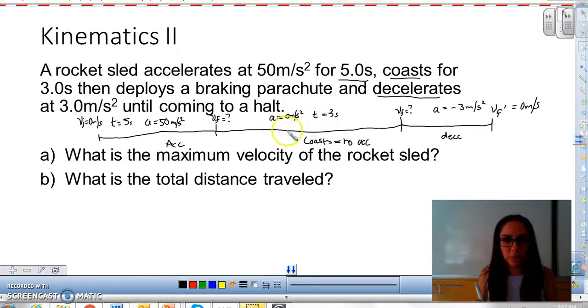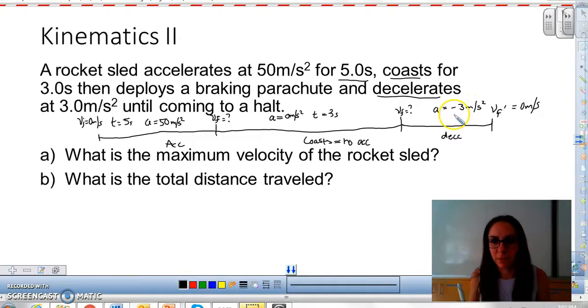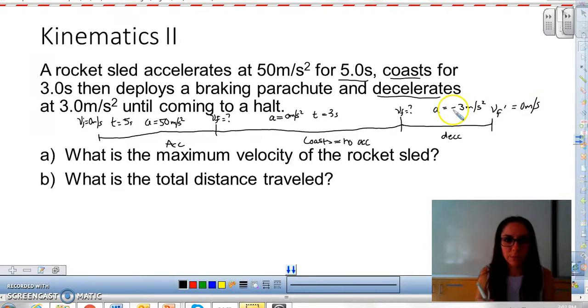So then we have no acceleration, and that happens for 3 seconds, so this is this section. And lastly, we have this section right here where it decelerates. That means we're going to be slowing down, so our acceleration must go opposite our motion, which is why we have a negative sign right here. And since it's coming to a halt, we're going to assume that this is 0 right here. So that's our problem, and we're going to figure out the maximum velocity of the sled and then how far it went.